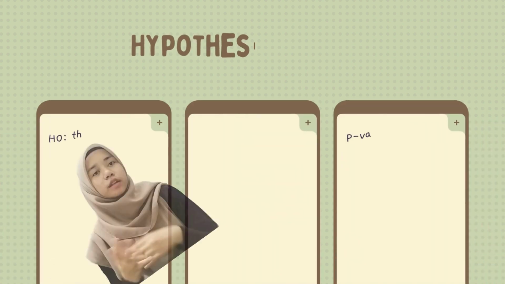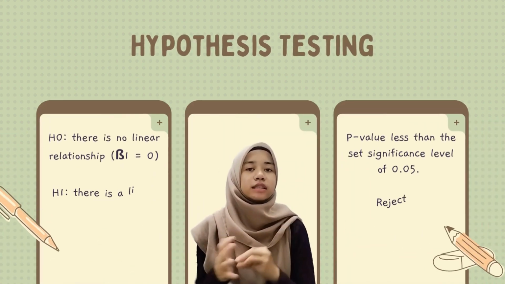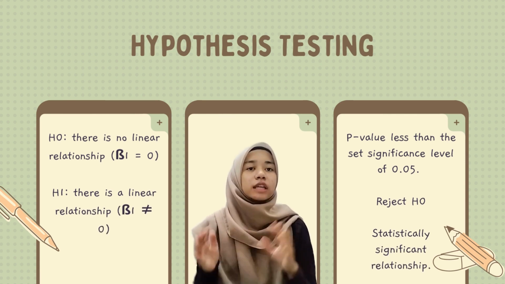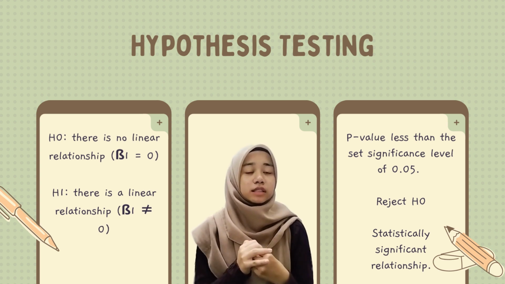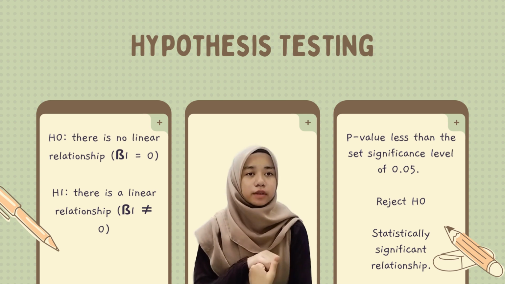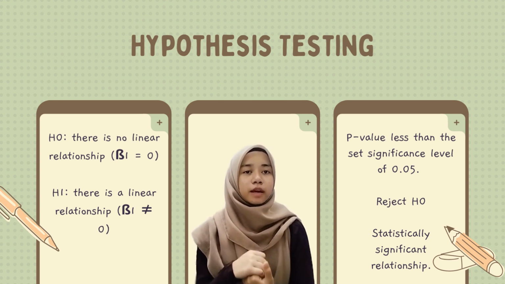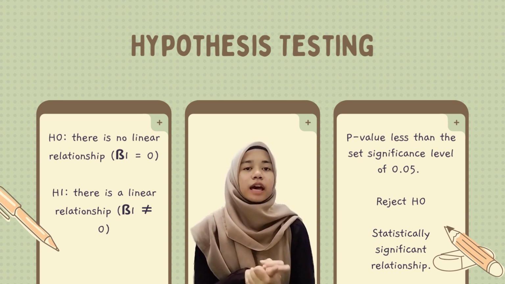The p-value for all variables x is less than the set significance level of 0.05. Therefore, we reject H0. The results are a statistically significant relationship between batting average and run score, doubles of times at bat, triples of times at bat, home runs of times at bat, and strikeouts.